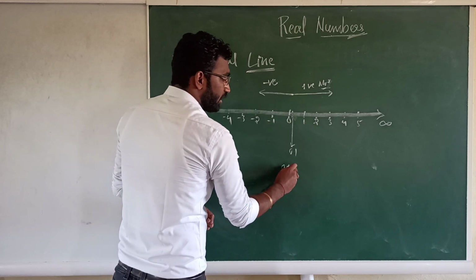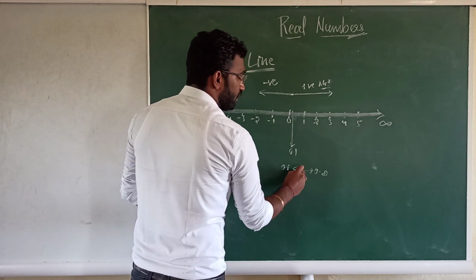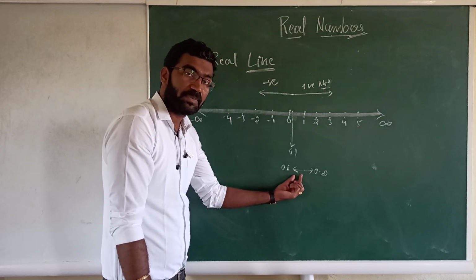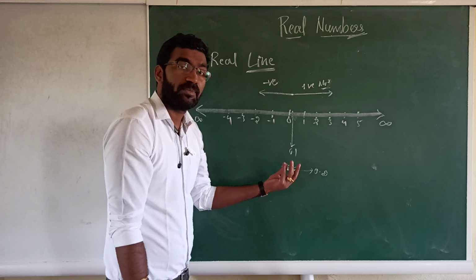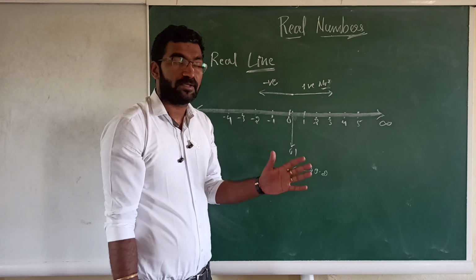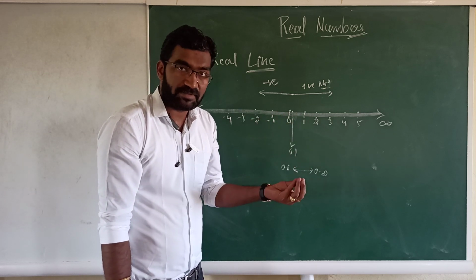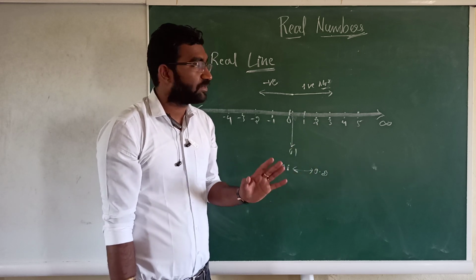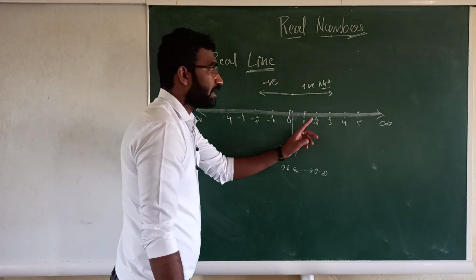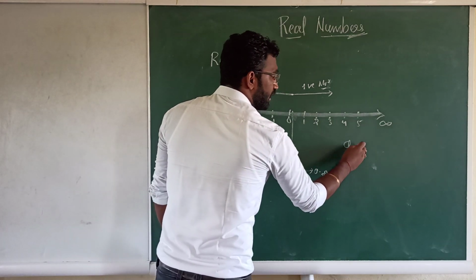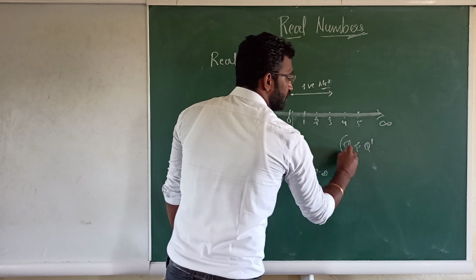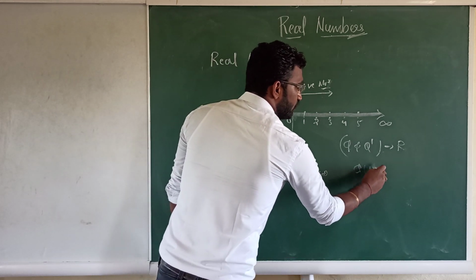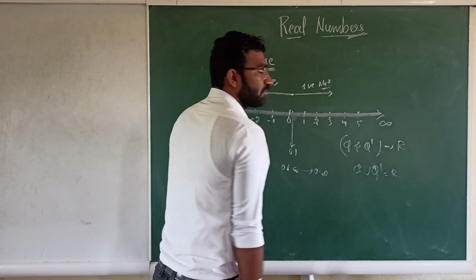Between 0.1 and 0.2, there are again infinite, or uncountable, rationals present, as well as irrational numbers. So the conclusion and statement is like this: between any two rational numbers you can find infinite irrationals, and you can also find infinite rationals, right? All the rational numbers and irrational numbers together form the set of real numbers, which you can write as Q union Q dash.